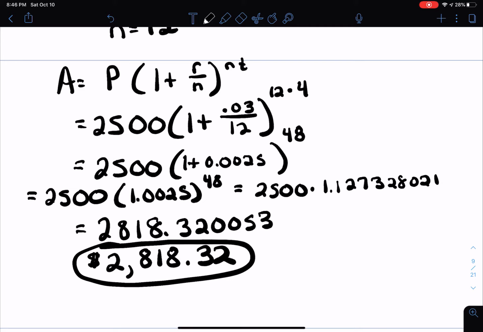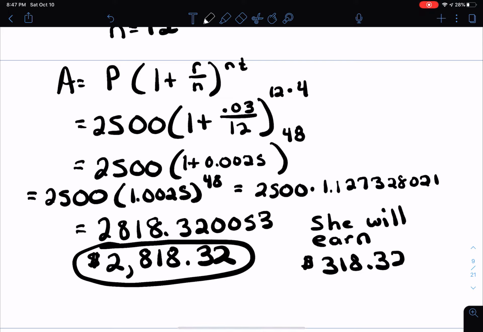So since the original principal was $2,500, she will earn $2,818.32 minus $2,500, so $318.32 in interest from that CD.